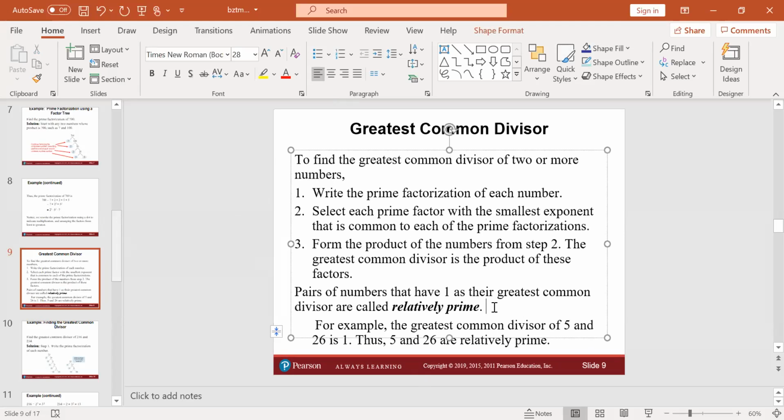If you find 2 numbers whose GCD is 1, meaning you couldn't find anything really interesting that they had as a common divisor, you call them relatively prime. Neither of them might be prime numbers, but they're relatively prime. They have no common divisor other than 1, and 1 is just not interesting. Every number is divisible by 1, so it's not interesting to say 1 is a common divisor. So relatively prime.